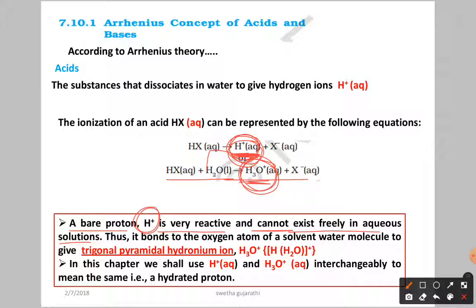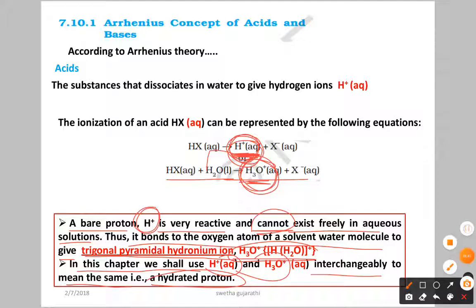It cannot exist freely in aqueous solution; it bonds to the oxygen atom of the solvent water molecule to give the trigonal pyramidal hydronium ion, nothing but H3O plus. In this chapter we shall use H plus and H3O plus interchangeably to mean the same, that is, hydrated proton. Simply, that is what I want to convey here.